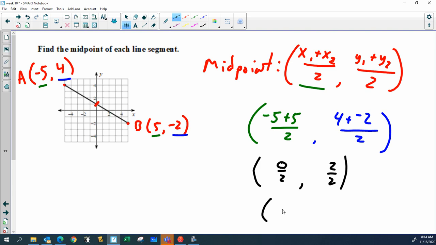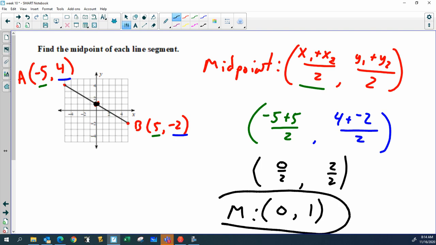So 0 divided by 2 is 0. 2 divided by 2 is 1. So the midpoint of that line segment is 0, 1. So my eyeballing was correct. I correctly identified and kind of guessed what that midpoint was, but I confirmed it using some algebra.